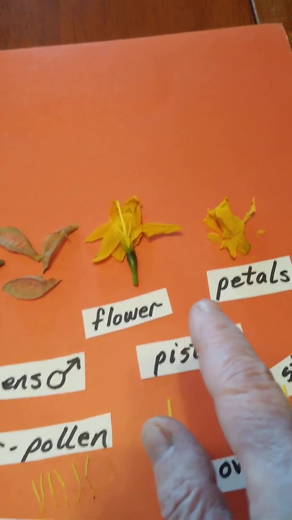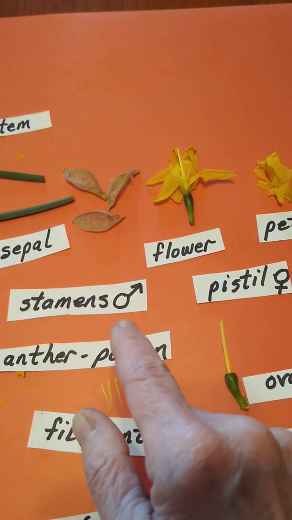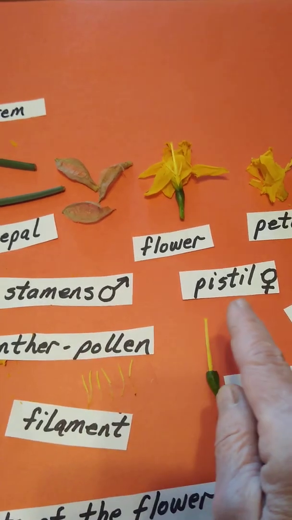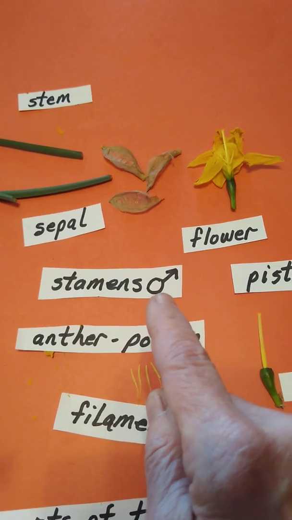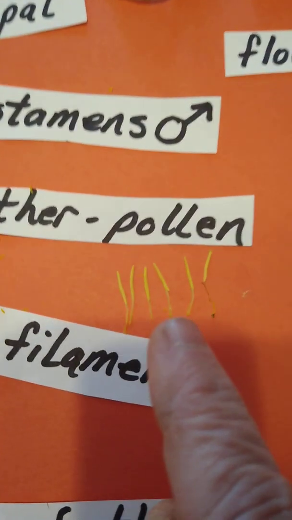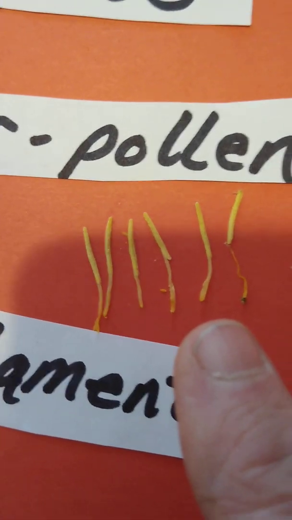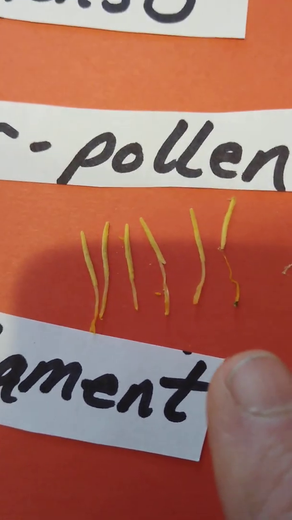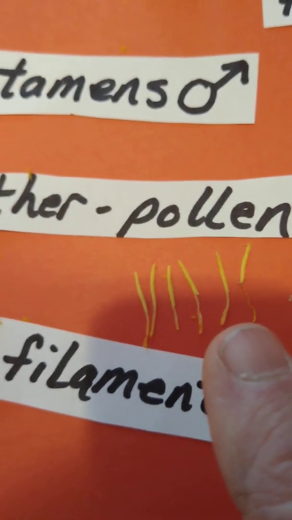Inside the petals, we have two special parts, the stamens and the pistil. These are the male and female parts of the flower. The stamens have a part that produces pollen. Pollen are the tiny yellow specks you see here. These yellow specks of pollen contain the instructions for making a new plant.